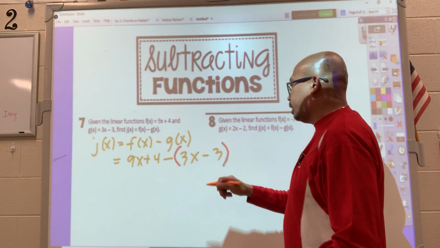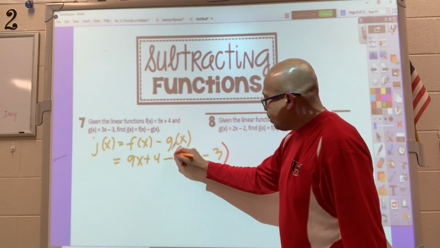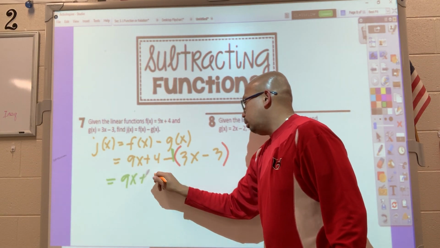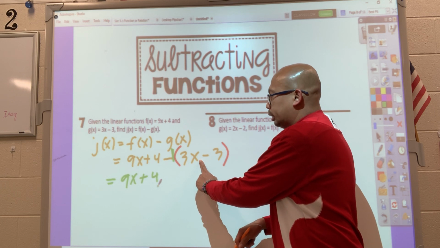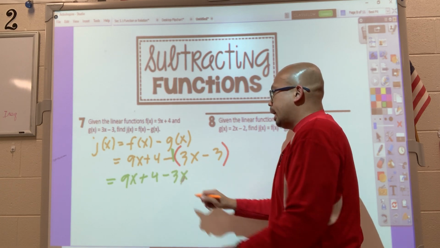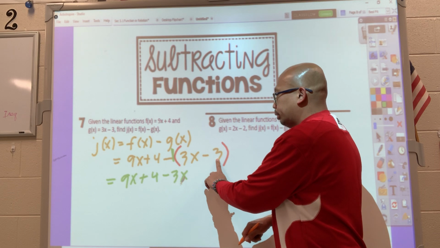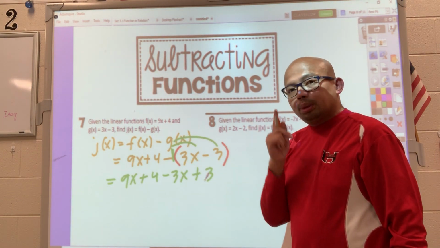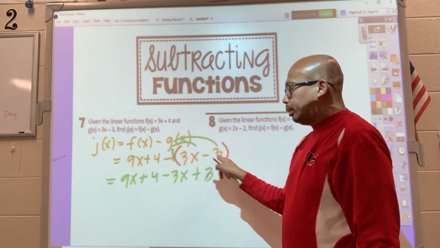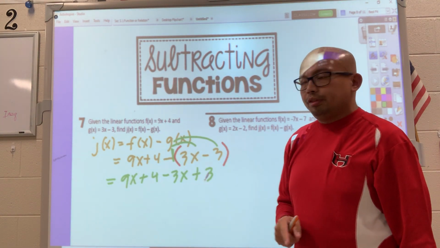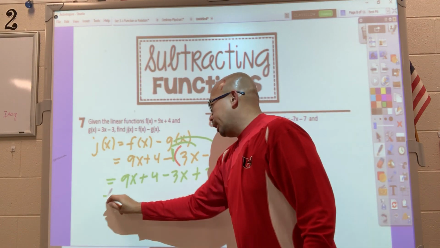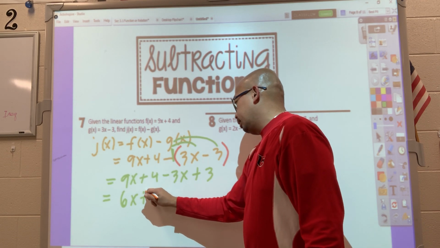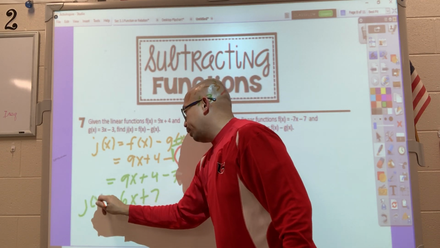Because if I have the parentheses there and I distribute this imaginary negative 1, look what will happen. The negative 1 will be multiplied to the 3x, which becomes negative 3x, and the negative 1 multiplied to negative 3, as part of the distributive property, will be plus 3. If you don't put the parentheses there and you fail to multiply negative 1 by negative 3, your difference will be different from the correct answer. So 9x minus 3x is 6x, and 4 plus 3 will be 7. And that's your j of x.